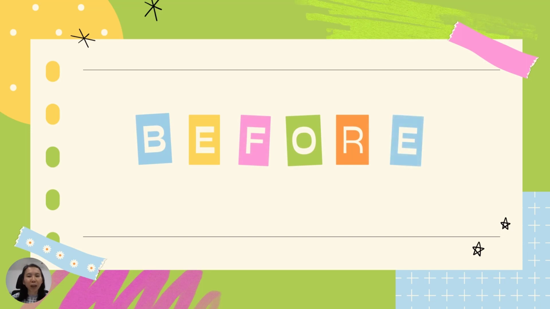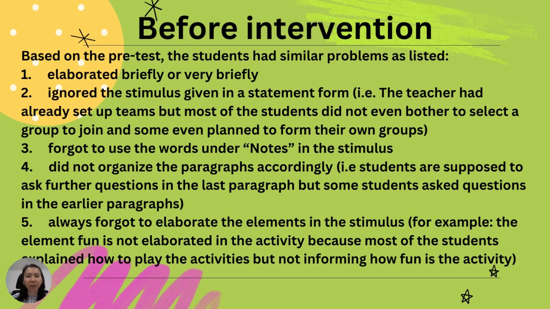Now let's look at before intervention. Based on the pre-test, the students had similar problems as listed. They elaborated briefly or very briefly. They ignored the stimulus given in a statement form. They forgot to use the words under notes in the stimulus. They did not organize the paragraph accordingly, and they always forgot to elaborate the elements in the stimulus.